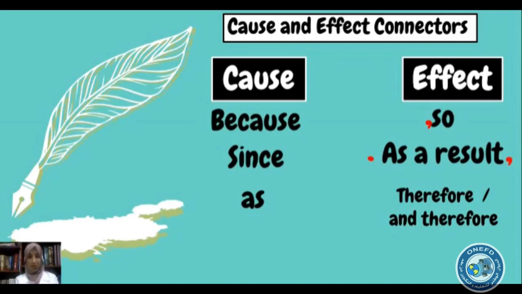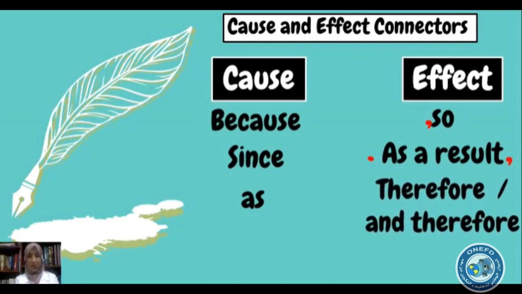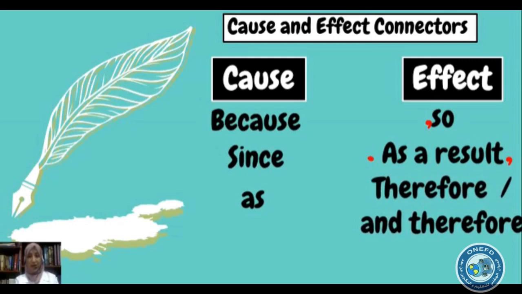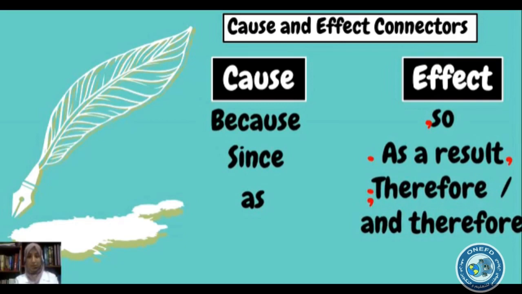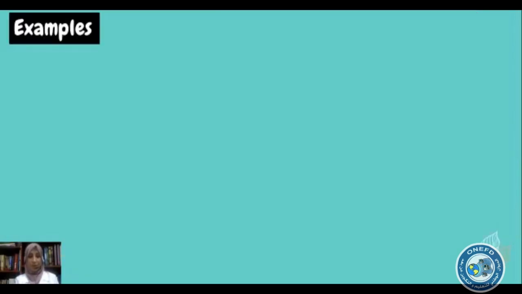The last one is therefore. We can say therefore or we can say and therefore. If you are going to use therefore, you need to use punctuation marks. Before it, you need to use a semicolon. After it, you need to use a comma. But if you are going to use and therefore, you don't need to use any punctuation marks. Let's see examples.